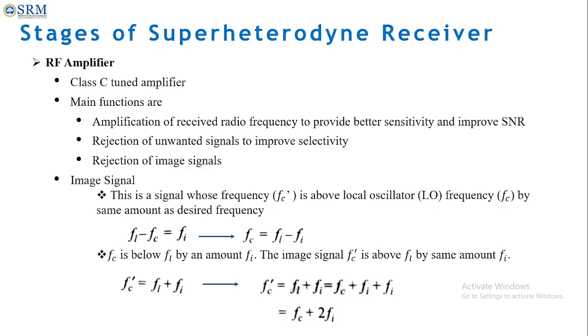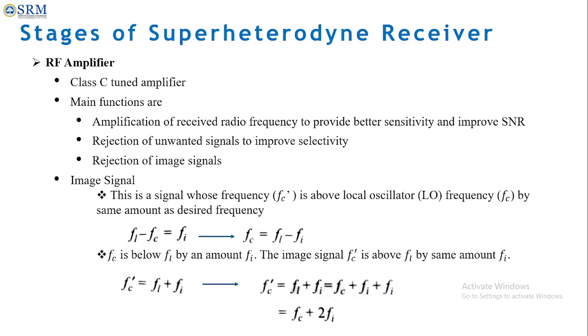So in the RF amplifier stages, we'll be using Class C tuned amplifiers. The amplification of the radio frequency is mainly used to provide better sensitivity and also to improve the signal to noise ratio, as well as to reject unwanted signals. So the rejection of the image signal will be possible.